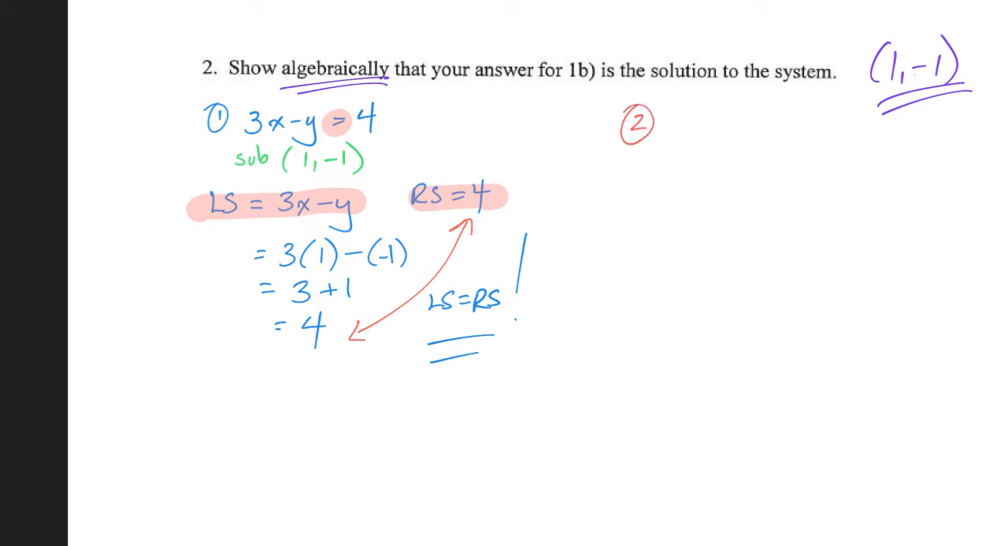Let's take equation 2 now, which was x minus 2y equals 3. And I would like you to do a formal check the same way as what we just did in equation 1. Okay, so I want you to sub in that point, and we should match up in the end. Okay, let's pause the video now.